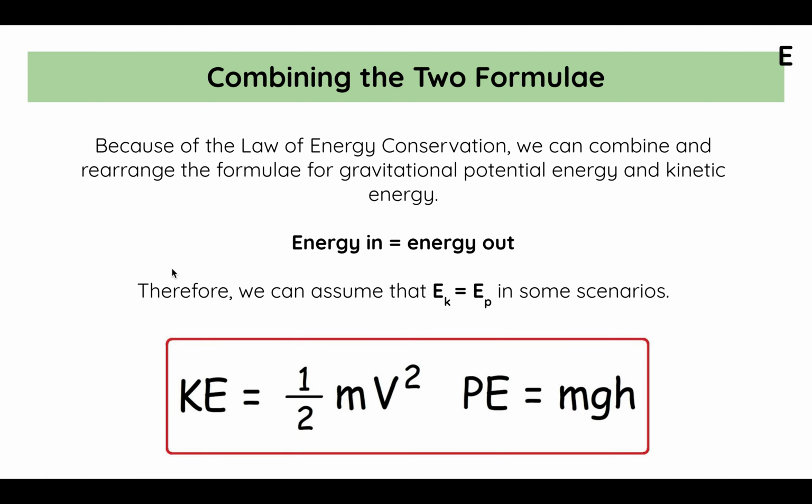And another common excellence question is when you're asked to combine both of the formulas. And I've got an example in a second to show you. So as I just said, because of the law of energy conservation, we can say that at any stage, gravitational potential energy will be equal to kinetic energy. That's because energy in always equals energy out. We're kind of ignoring friction and air resistance. So in some scenarios, we can assume that kinetic energy equals potential energy. And we've got both of the formulas down here. So that would be a half mv squared equals mgh.